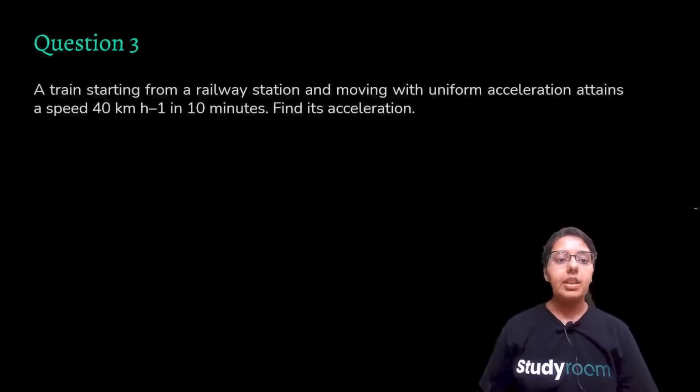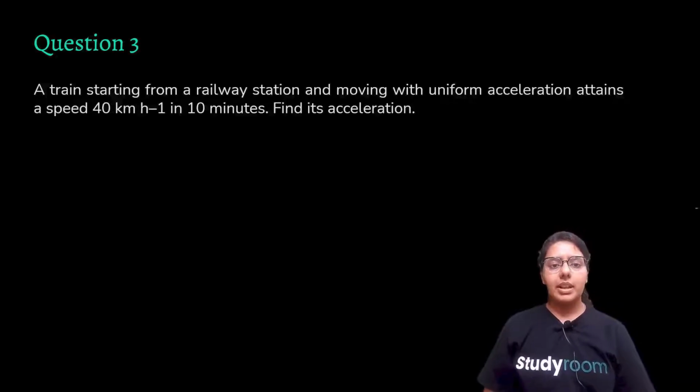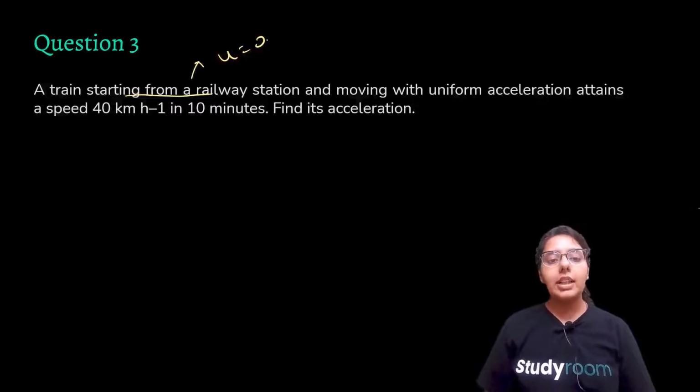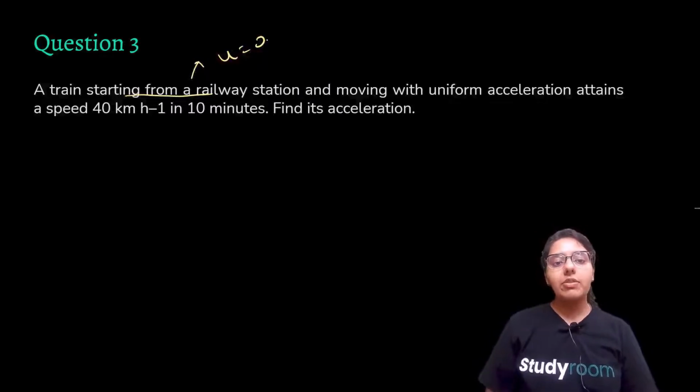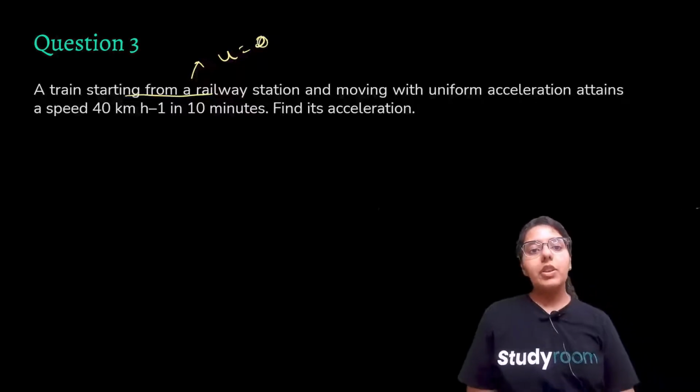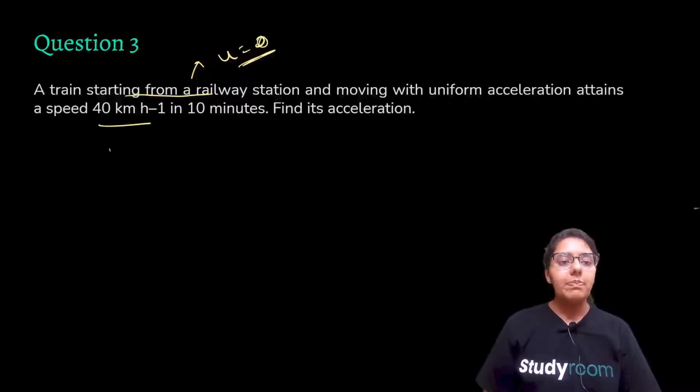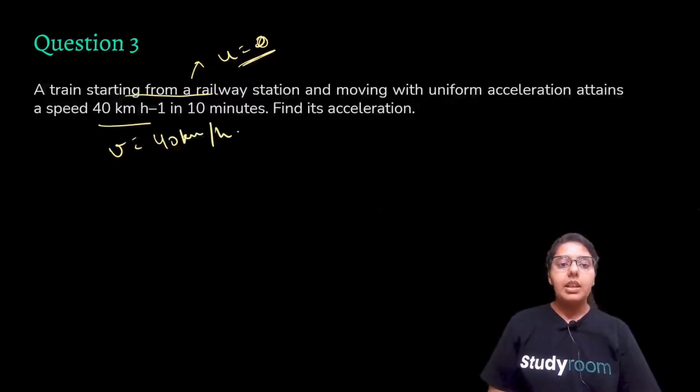Moving further. A train starting from a railway station and moving with uniform acceleration attains the speed of 40 km per hour in 10 minutes. If a train is starting from a railway station, what will be its initial speed? 0, of course, because whenever something is starting, it starts from rest, right? So a train is starting from a railway station, so your initial velocity is 0. It is moving with a uniform acceleration and attains the speed of 40 km per hour. Your final velocity is 40 km per hour, and your time is 10 minutes.